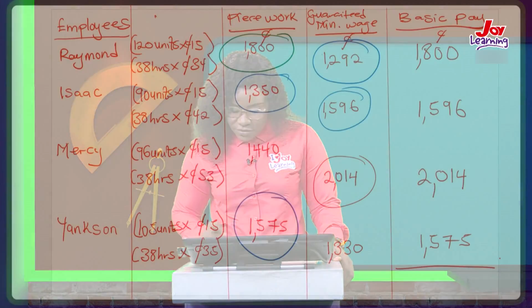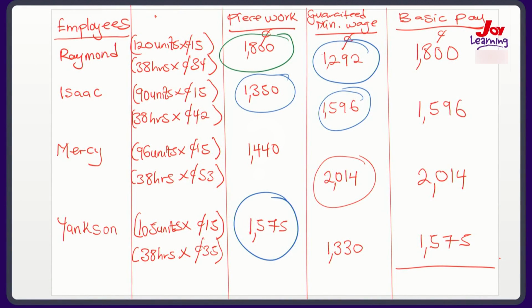We have 1,800 plus 1,596 plus 2,014 plus 1,575, giving us 6,985 as the total amount the organization is going to incur on the workers. These are the 3 types of calculating employees' wages under the piece rate method of labor remuneration. When you go to some organizations, they have some incentives they pay to their workers to entice them to work harder or to produce more output.